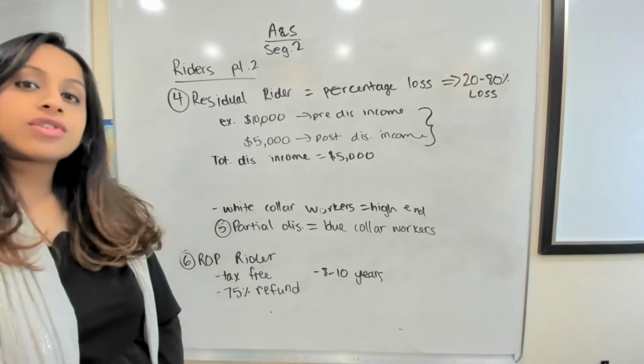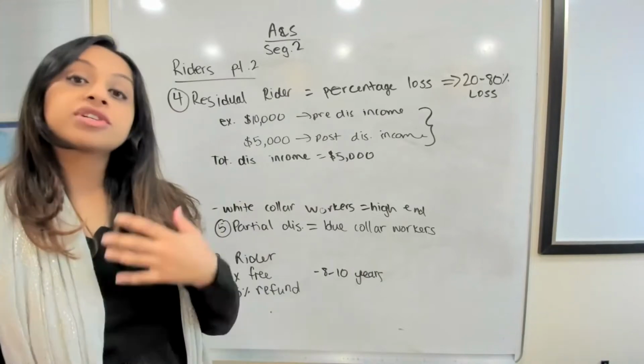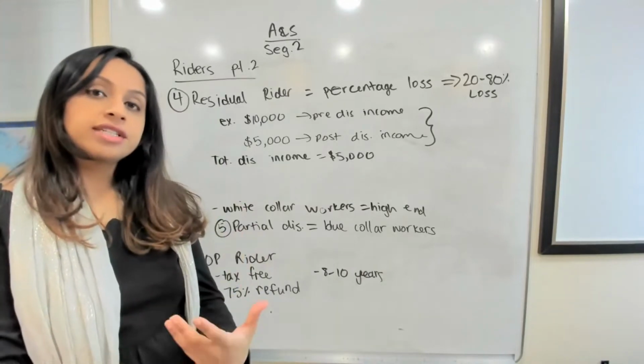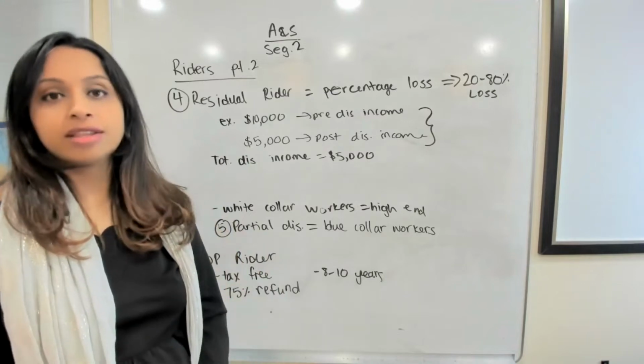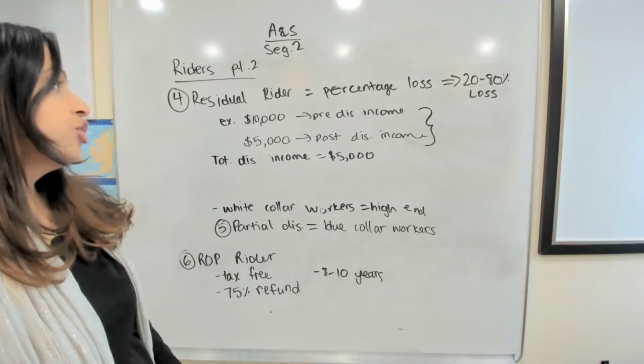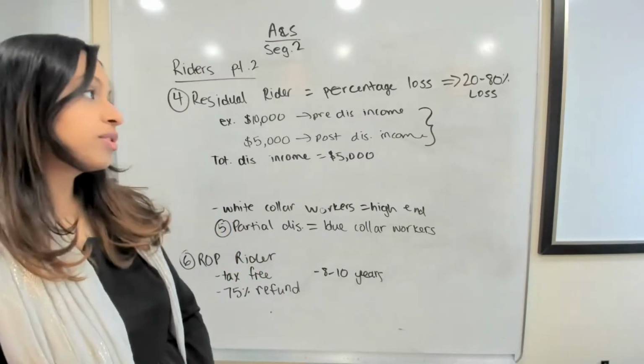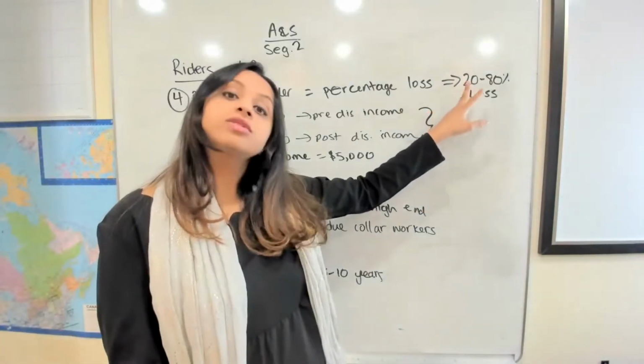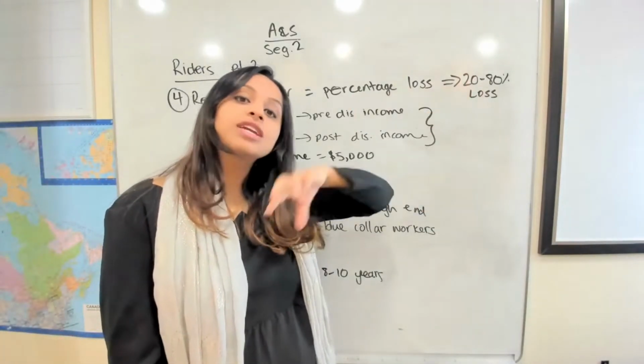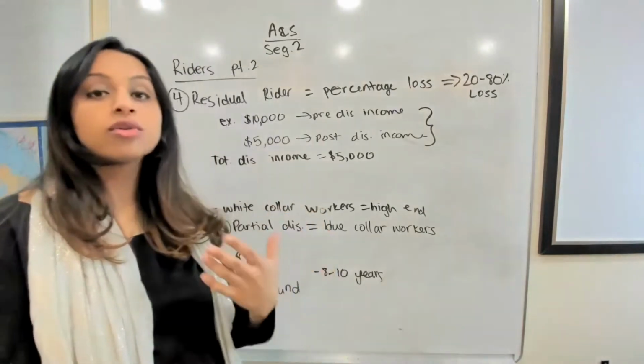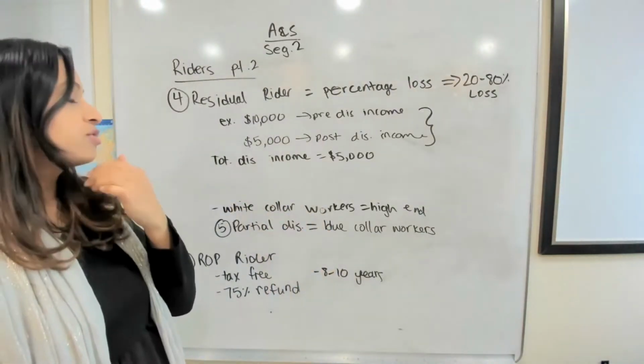One of the riders that is another popular one is called residual rider. And whenever you hear the term residual rider, I want you to think about percentage, because this rider deals with the percentage that the person has lost. Generally, this rider is active when the person has lost anywhere between 20 to 80% of their pre-disability earnings, right? So then they're able to exercise this rider.